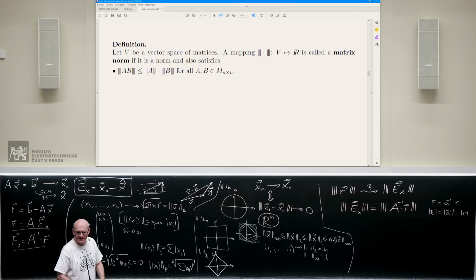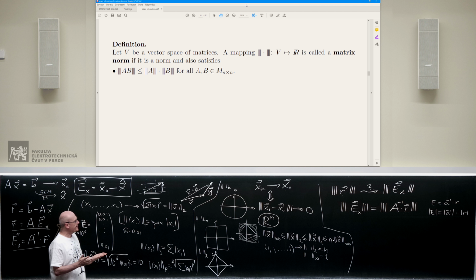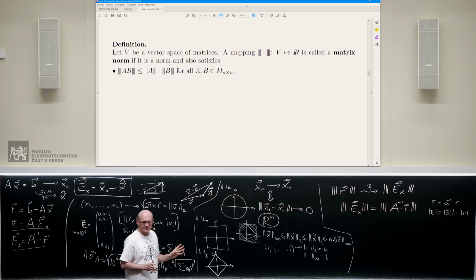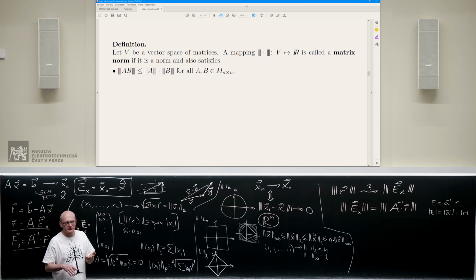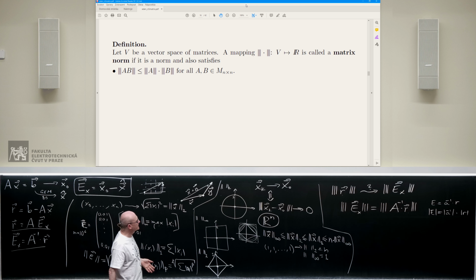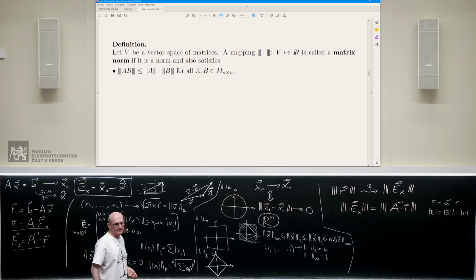First, definition. Of course, if I want to measure matrices in a reasonable way, I want all the 4 properties to be satisfied. So there should be triangle inequality, it should handle scaling well, and so on. So I want any norm of a matrix to be a norm, naturally.